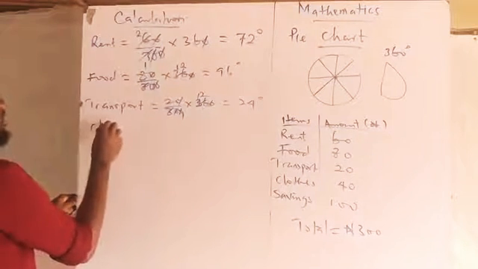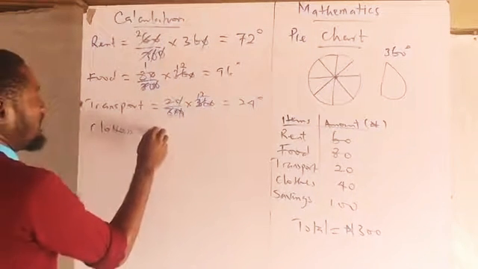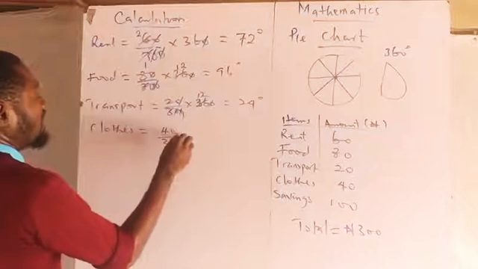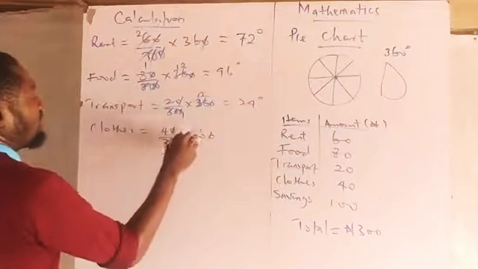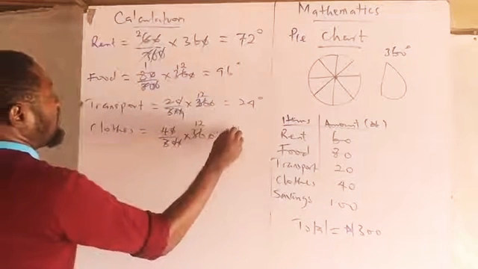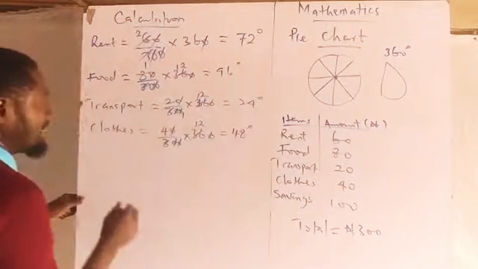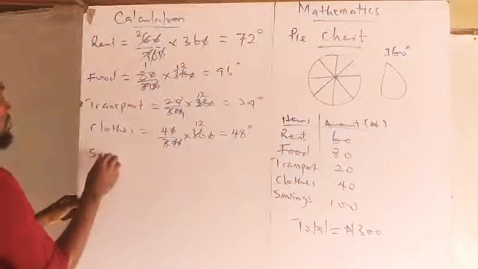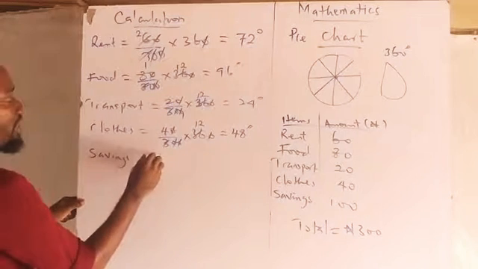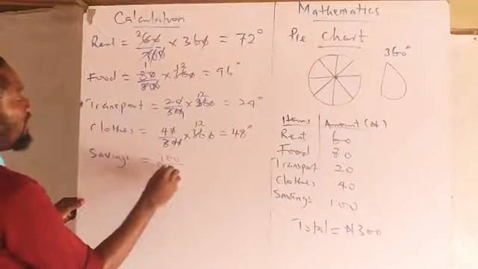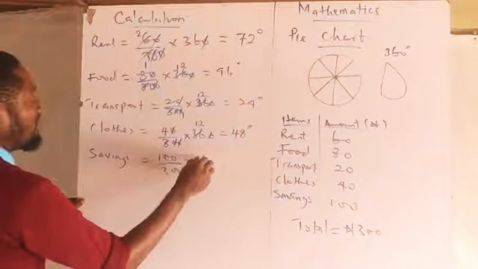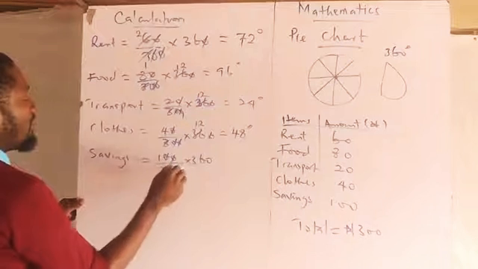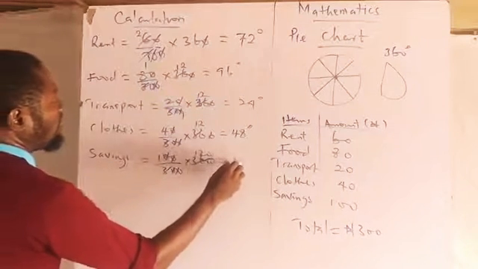Clothes will be 40 all over 300 times 360. This will cancel this. This will cancel this. Here is 12. You have 48 degrees. And savings will be 100 all over 300 times 360. This will cancel this. Then you have 120. So our answer is 120 degrees.